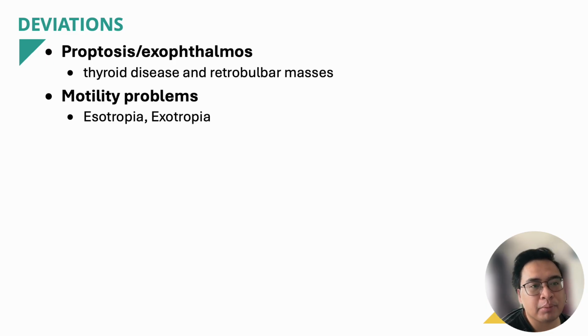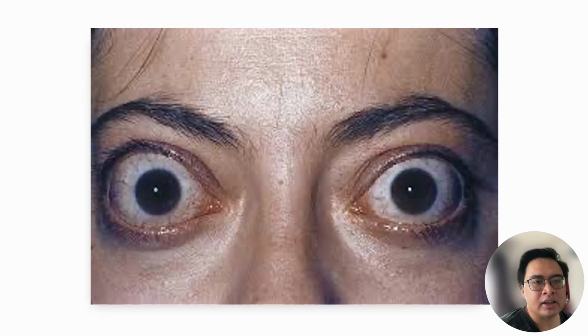There may also be motility problems. Esotropia means the eyes are deviated inwards, while exotropia means the eyes are deviated outwards. Let's look at some figures. So this is proptosis or exophthalmos coming from thyroid disease.